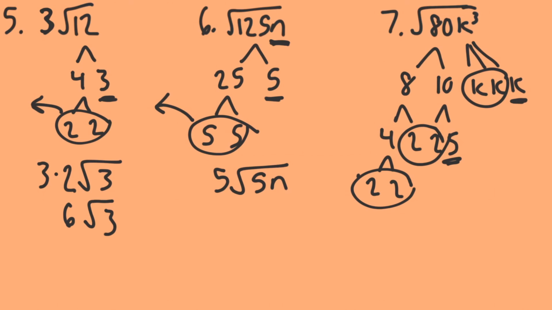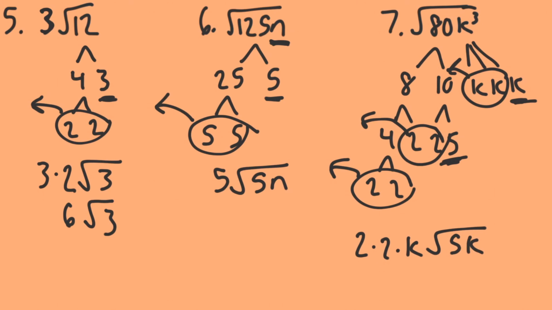So we can take out a 2, a 2, a k, and then under the square root, we still have a 5 and a k. So we're left with 4k square root of 5k.